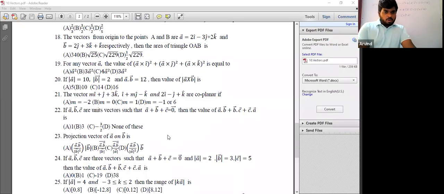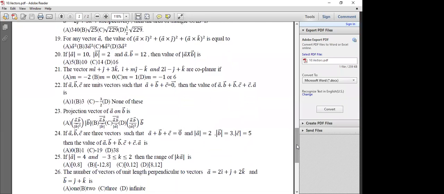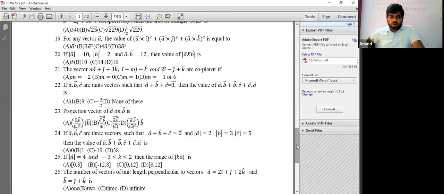So minus 3 by 2, option C. On this one, you only try projection of vector A on B. Projection of vector A on B will be what formula? Option B, A dot B divided by mod B. But option A has mod B the whole square, so that's wrong. It is A dot B divided by mod B.